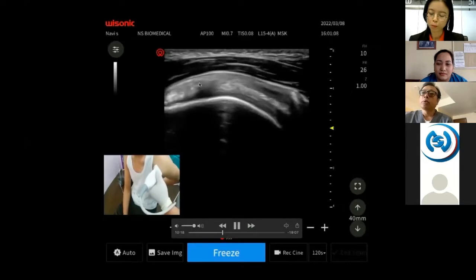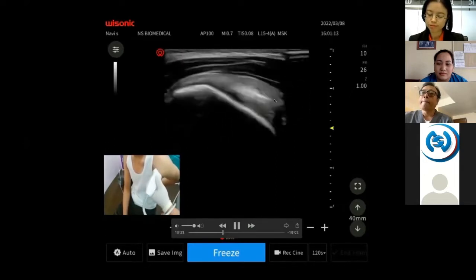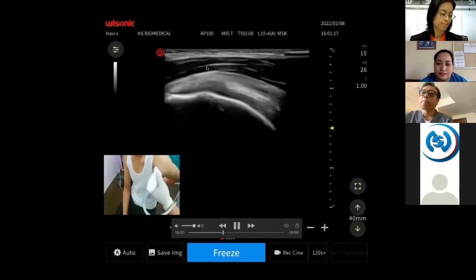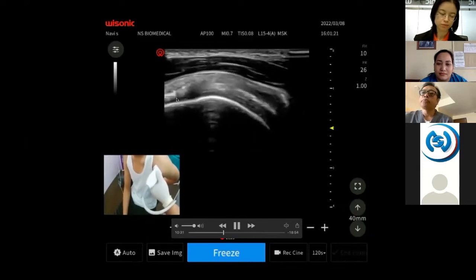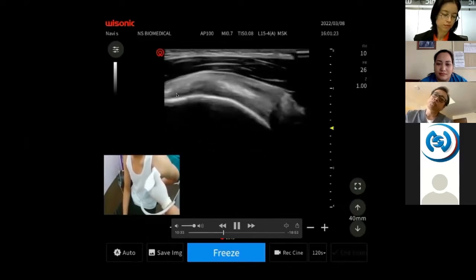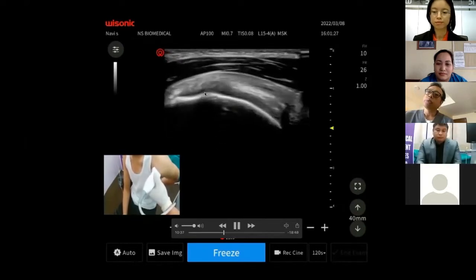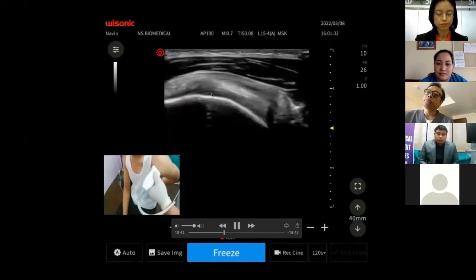Just below this subacromial subdeltoid bursa, we can see the supraspinatus muscle, the long fibers. We can see the fibrillar pattern of the muscle fibers. Below the supraspinatus muscle, there is a hypoechoic cartilage, which is the articular cartilage, the hyaline cartilage, and below it there is this white line again, which is the head of the humerus cortex.